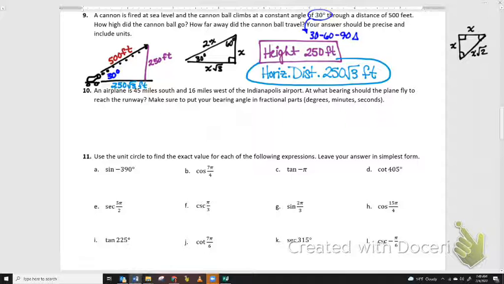Yes, Tom. What if you don't want to live in radical? Then you would put it into your calculator. But if a question like this falls on the no calculator portion, then you would need to leave it with the radical.